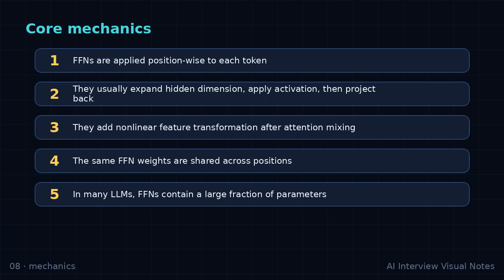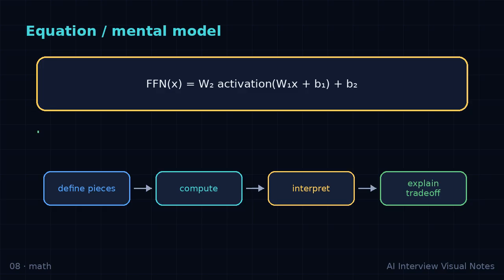Concrete example. After attention gathers context for the token bank, the FFN can help transform that context into features closer to river bank or financial bank depending on the sentence. Walk through the example slowly. Say what changes at each step, what stays fixed, and why the operation helps the model produce a better representation.